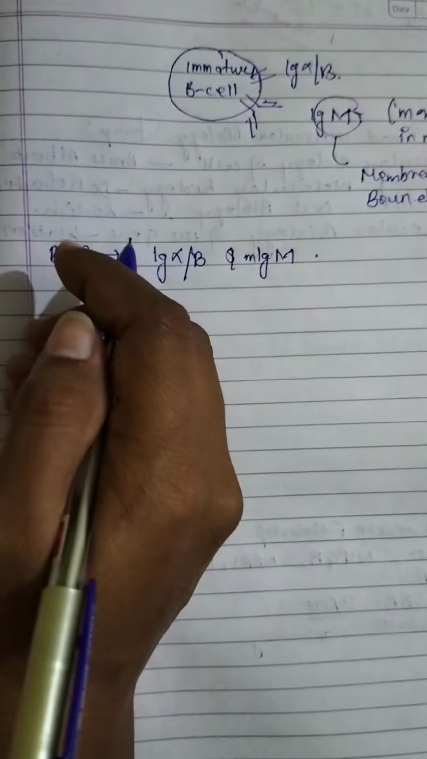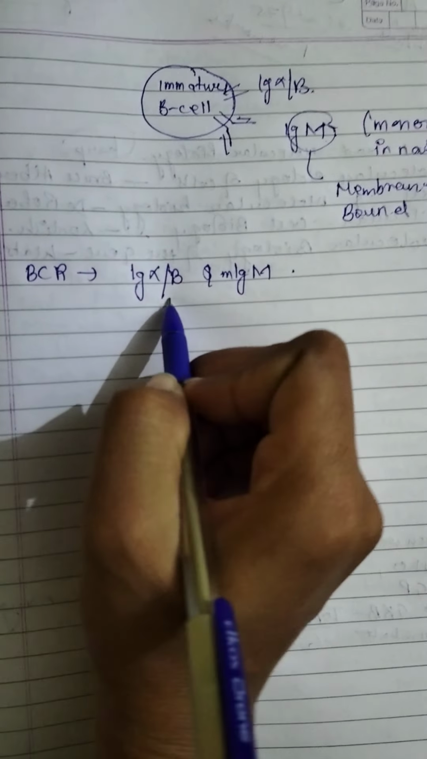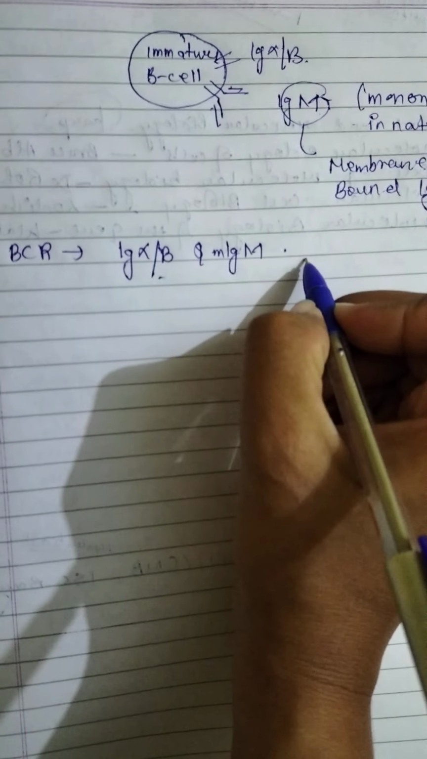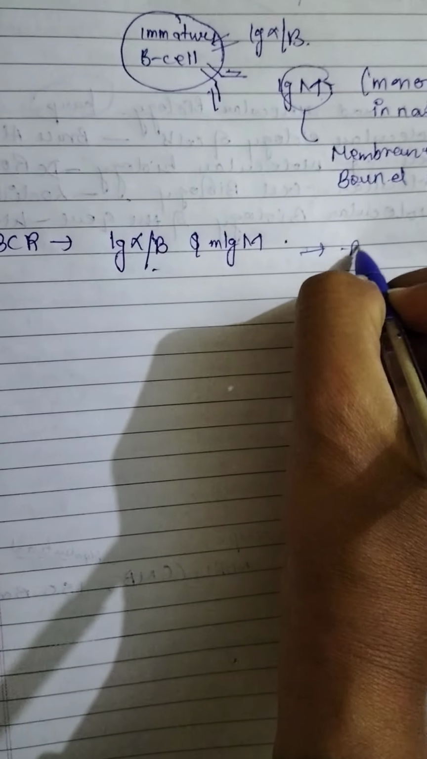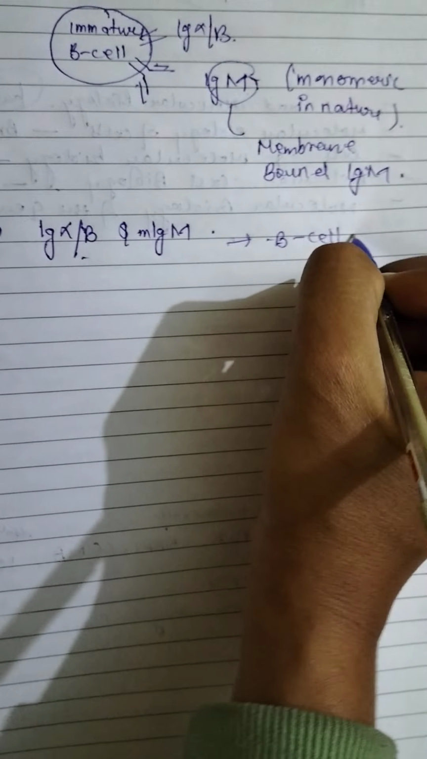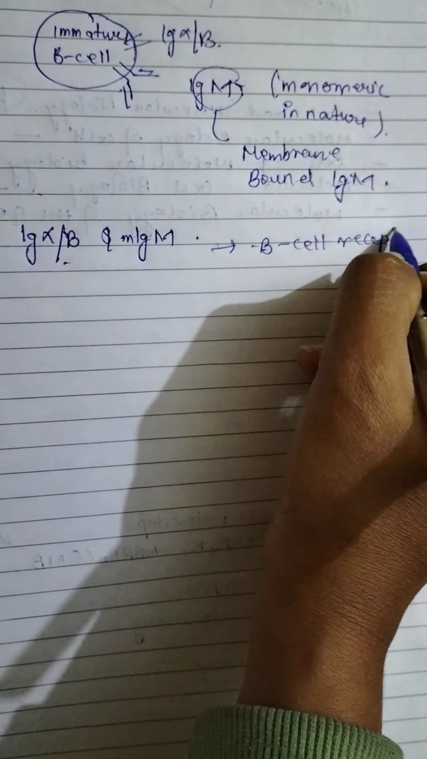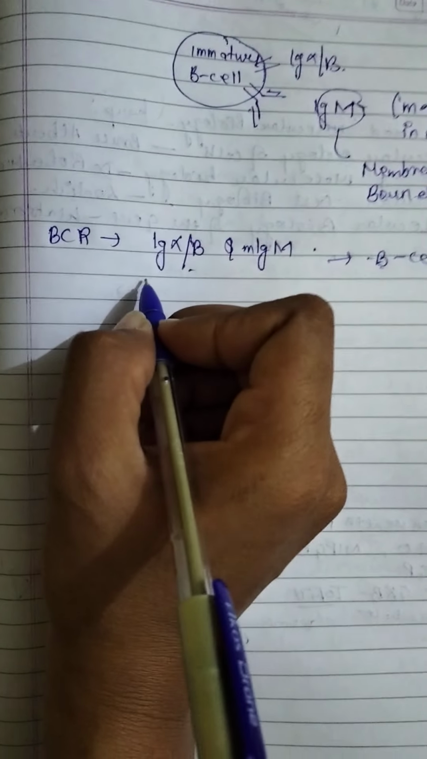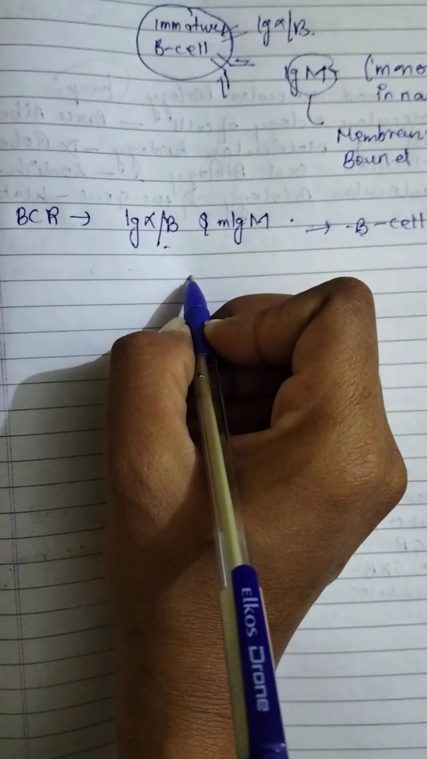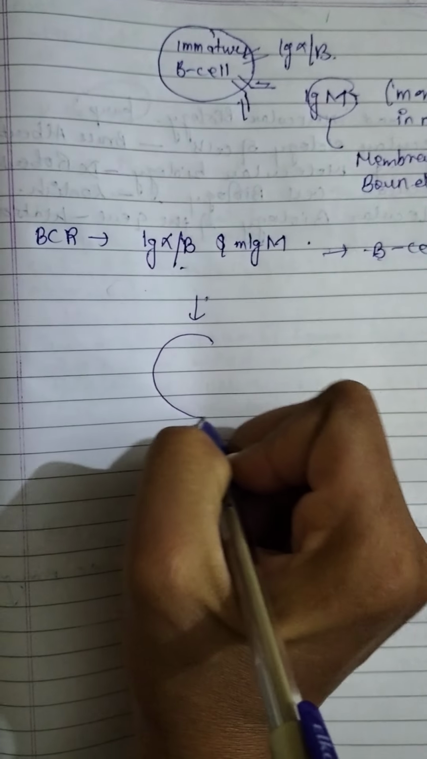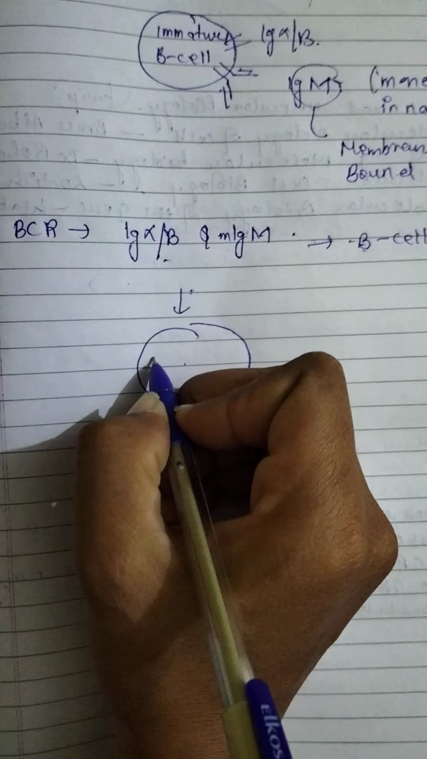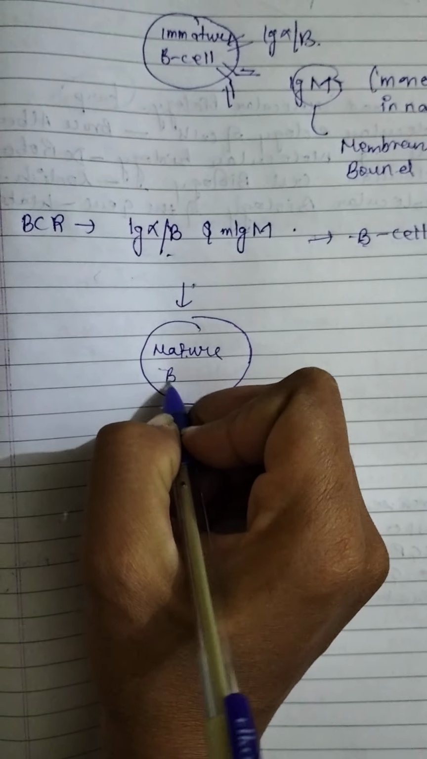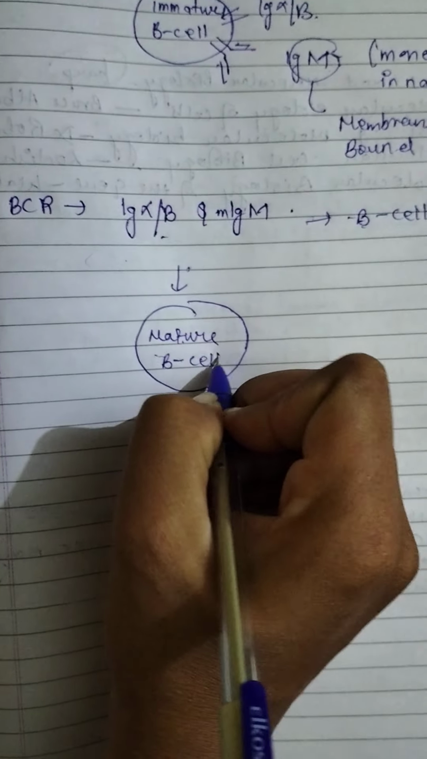So Ig alpha beta and IgM together are called B cell receptors, BCR. Okay, further, immature B cell converts into mature B cell. Mature B cells, or naive B cells.